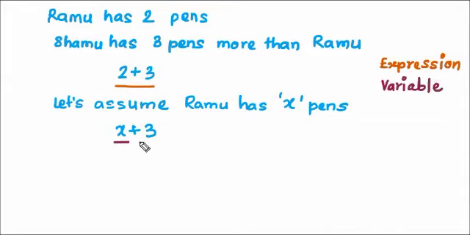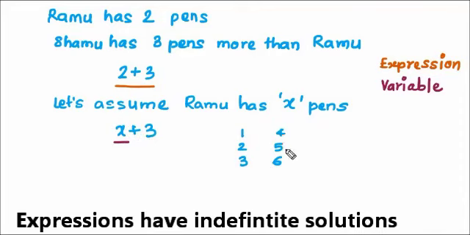Now this expression has multiple values. If X is equal to 1, then Shamu's pens would be 4. If X is equal to 2, Shamu will have 5 pens. If X is equal to 3, which means Ramu has 3 pens, then Shamu will have 6 pens. So now we have an indefinite number of values because we don't know the value of X. So unless we know the value of X, this expression will have indefinite solutions. And so we say that expressions always have indefinite solutions.